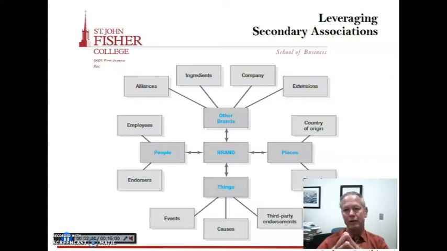Whereas other people will leverage secondary associations when it's a complementary brand. A really good example with that would be, say, Microsoft and Intel. Microsoft always leverages the power of Intel and vice versa. Intel leverages the power of Microsoft in order to both build brand awareness and brand equity by leveraging secondary associations. So you can see there it could be ingredients, it could be alliances, companies, extensions, all types of different things to help leverage secondary associations to build brand equity.